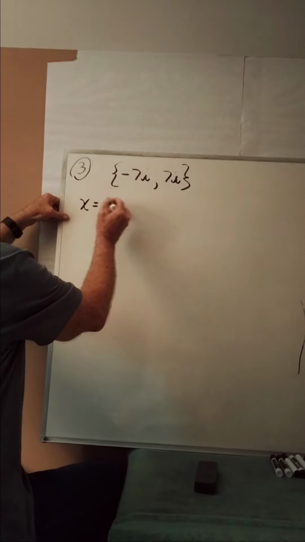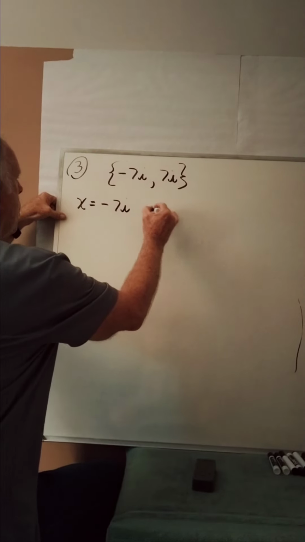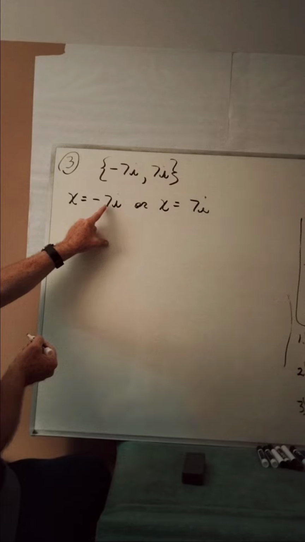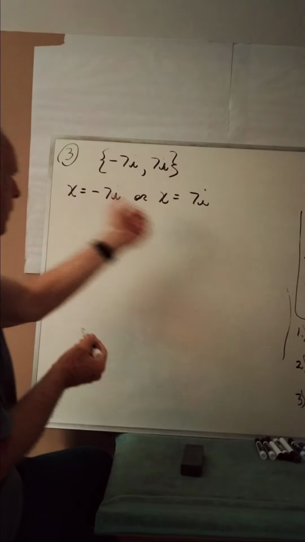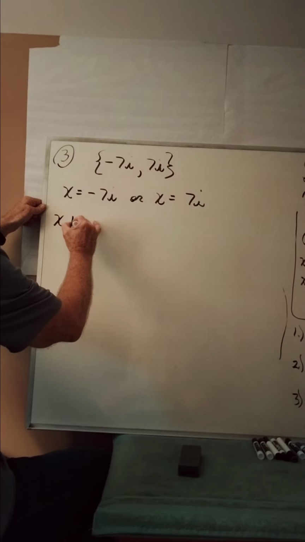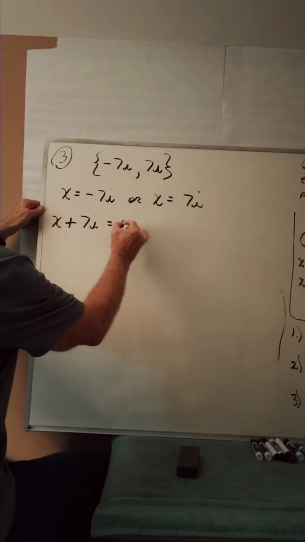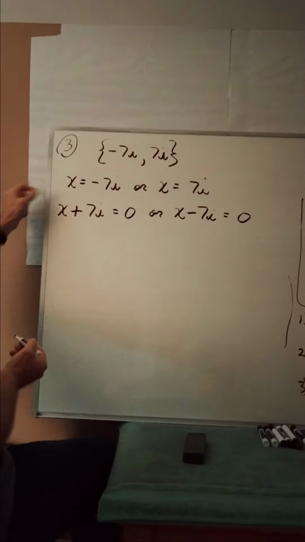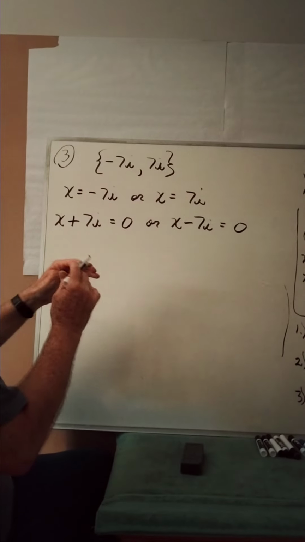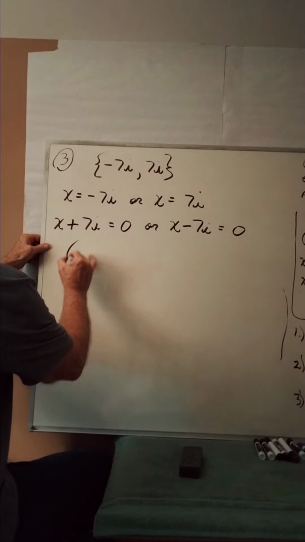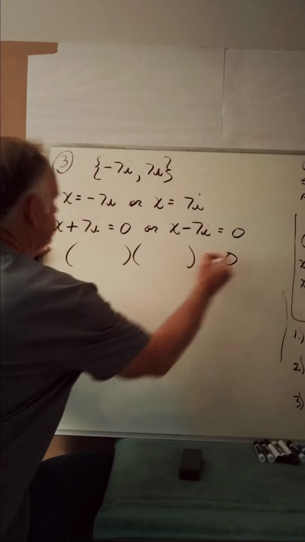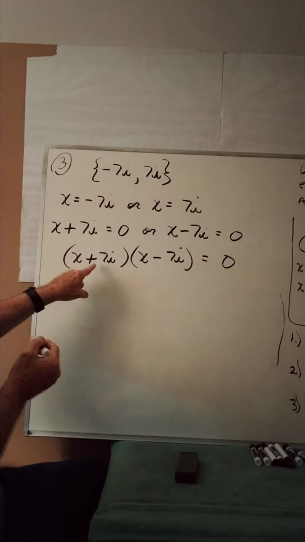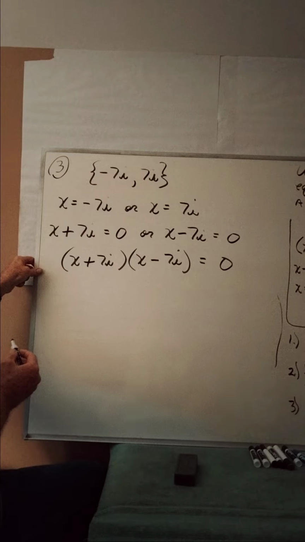Let x be equal to the first solution, or let x be equal to its conjugate, 7i. Next, move the negative 7i over to the left, move the 7i over to the left, change its sign. X plus 7i is equal to 0, or x minus 7i is equal to 0. Binomial. Binomial. Form the product of those two binomials and set it equal to 0. X plus 7i, x minus 7i. People, they're conjugates. Don't have to do the outer and the inner, just the first and the last.